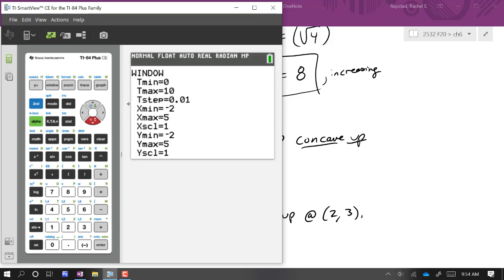So I usually try to make my t-step pretty small. I'm going to stay at 0.01. It'll take longer to graph, but that's okay. It won't take terribly long. And now let's take a look at this graph.